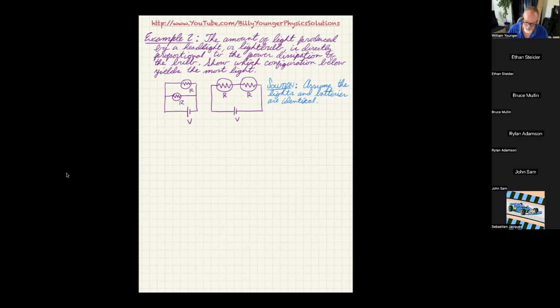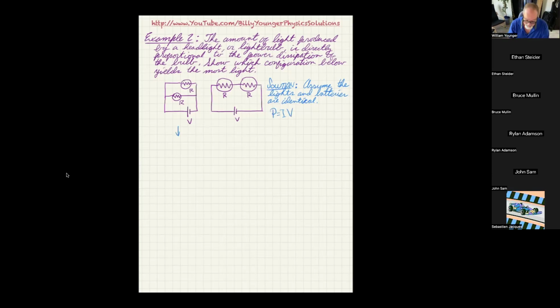So I am assuming the two lights are identical. What I'm going to do first is consider this in parallel. And what we know is that power is equal to I times V. I is the current going through the device, and V is the voltage across the device.